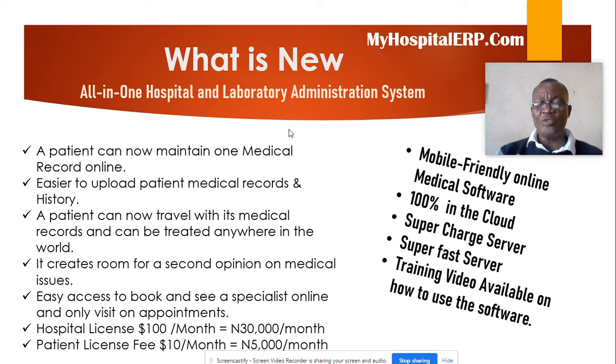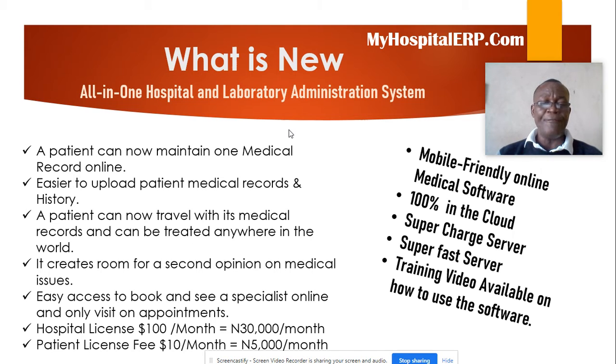For hospitals who want access to this system, this is a cheap software. We've made it easy for hospitals in Nigeria to buy this software, install it, and administer their own patients. With a license fee of $100 per month, $1,200 per year, a hospital will be able to install this. For hospitals in Nigeria, they'll be required to pay 30,000 naira per month and 360,000 naira a year, and then they will have the full premium package of My Hospital ERP.